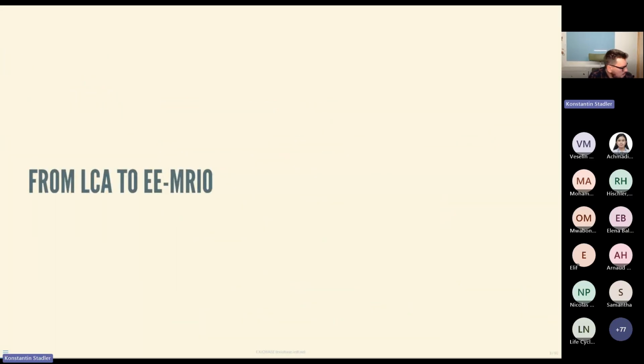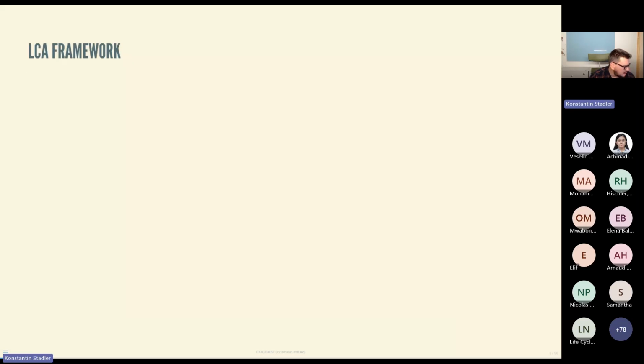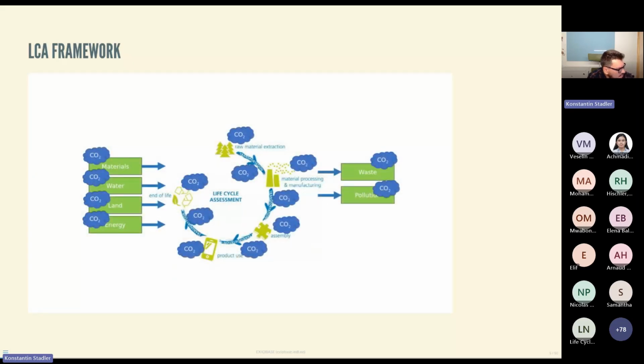So, from lifecycle assessment to MRIOs. In lifecycle assessment, we follow a product through its life stages. So here we have raw material extraction, processing, assembly, product use, and then the end of life. And if we are, for example, interested in CO2 emissions, we check for the CO2 emissions in all of these processing stages. And then we can accumulate the CO2 emissions, aggregate them, and assign it to one of the phases, usually to the product use.